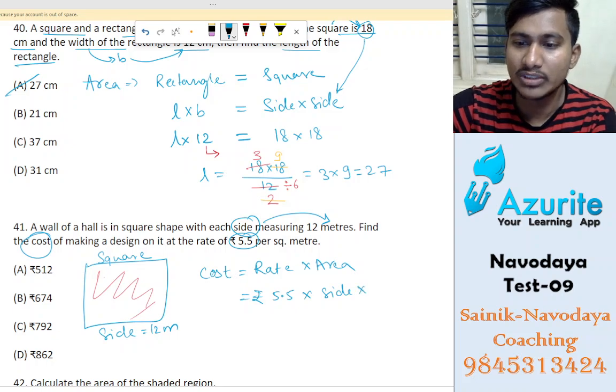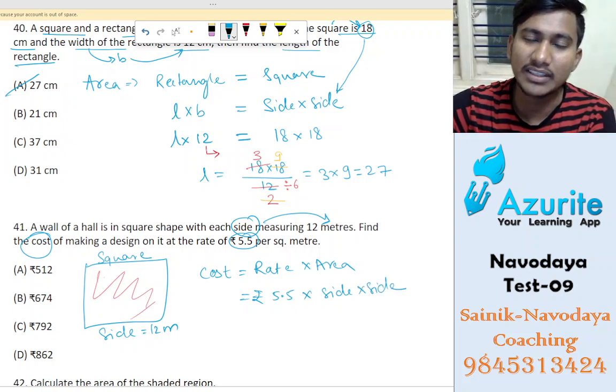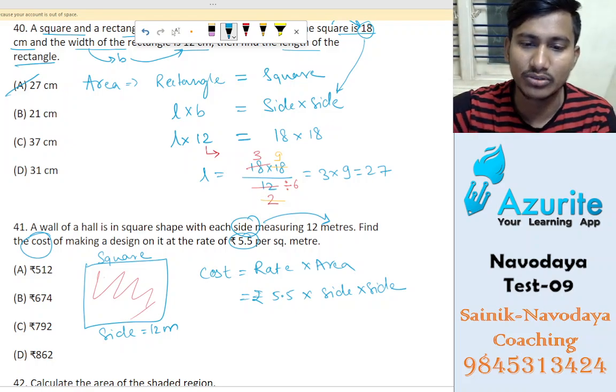So you will do it as homework. The side is 12 meter. You multiply and find the answer. That will be homework. Okay.